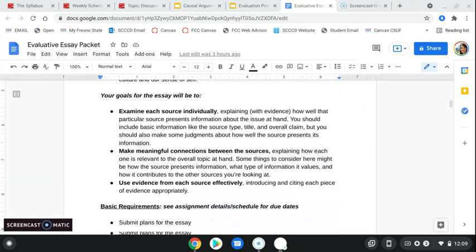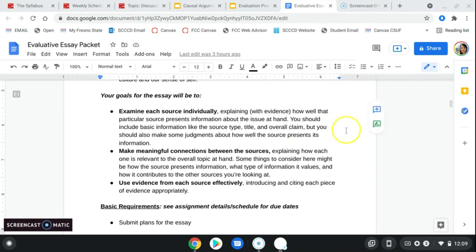Goals for the essay. Remember that you'll be examining each source individually, explaining with evidence from that source how well that particular source presents information about the issue at hand. You should include basic information here, so you want to include what type of source it is, the full title, their overall claim. You should mention the authors, but then you should also be making some judgments about how well the source presents its information.